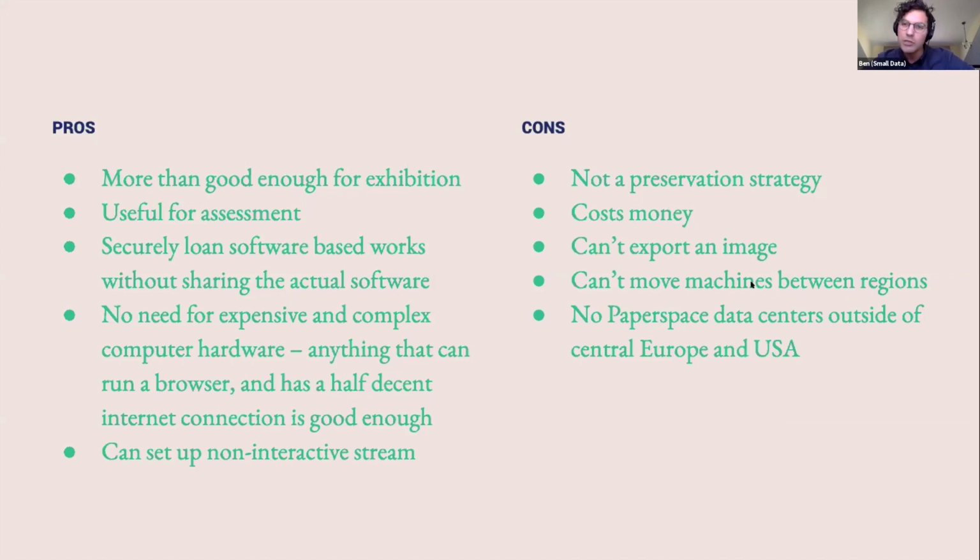This is a pretty big one. You can't move machines between regions. I'm sure they'll change that someday, but for right now, it's kind of a pain. I've used Paperspace for teaching workshops in the past where we needed very particular software installed. And I install everything in New York, and then it only dawns on me, oh, right, we're teaching this workshop in Europe and the connection will be really slow. So you have to kind of start over.